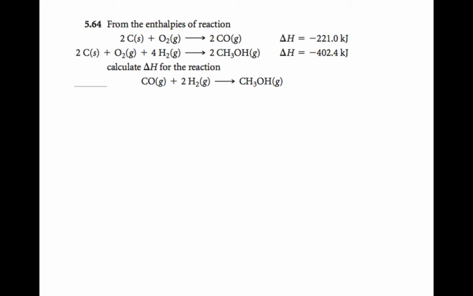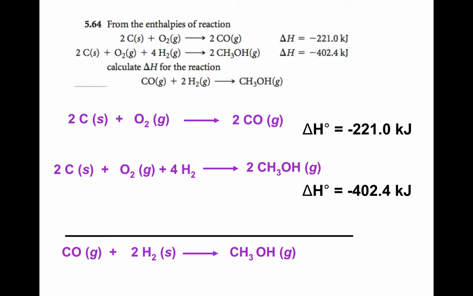All right, in 64, I'm given the heat of formation of carbon monoxide and the heat of formation of methanol, and I want to turn it into a reaction between carbon monoxide and hydrogen to form methanol. All right, I want methanol going in, right? So I turn that around.